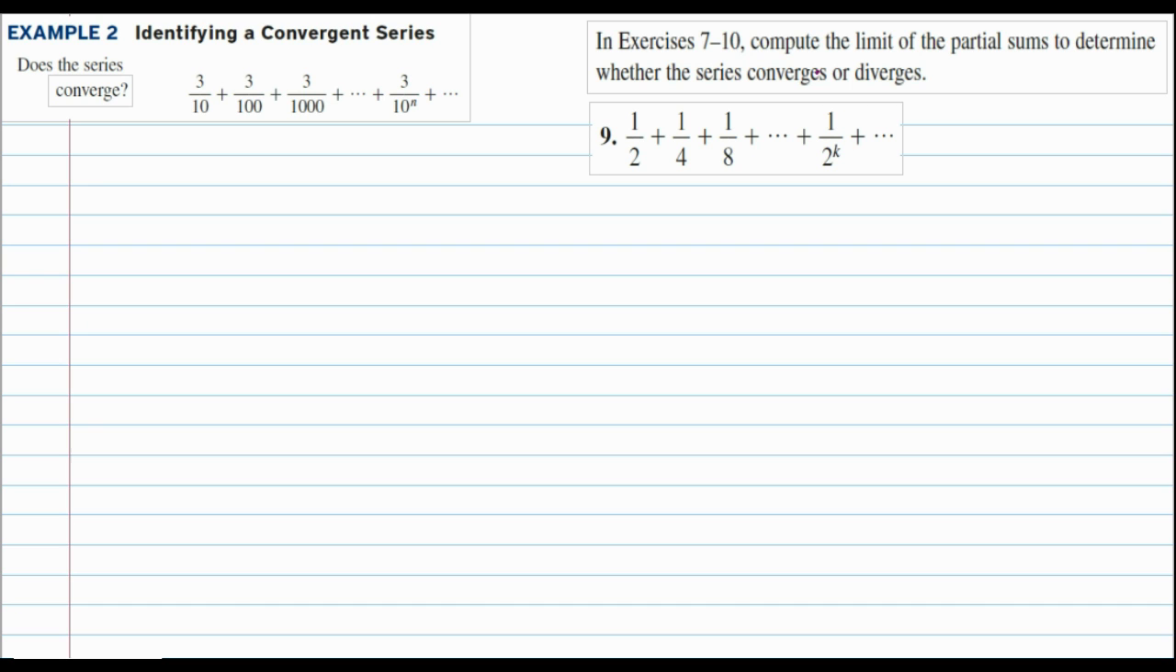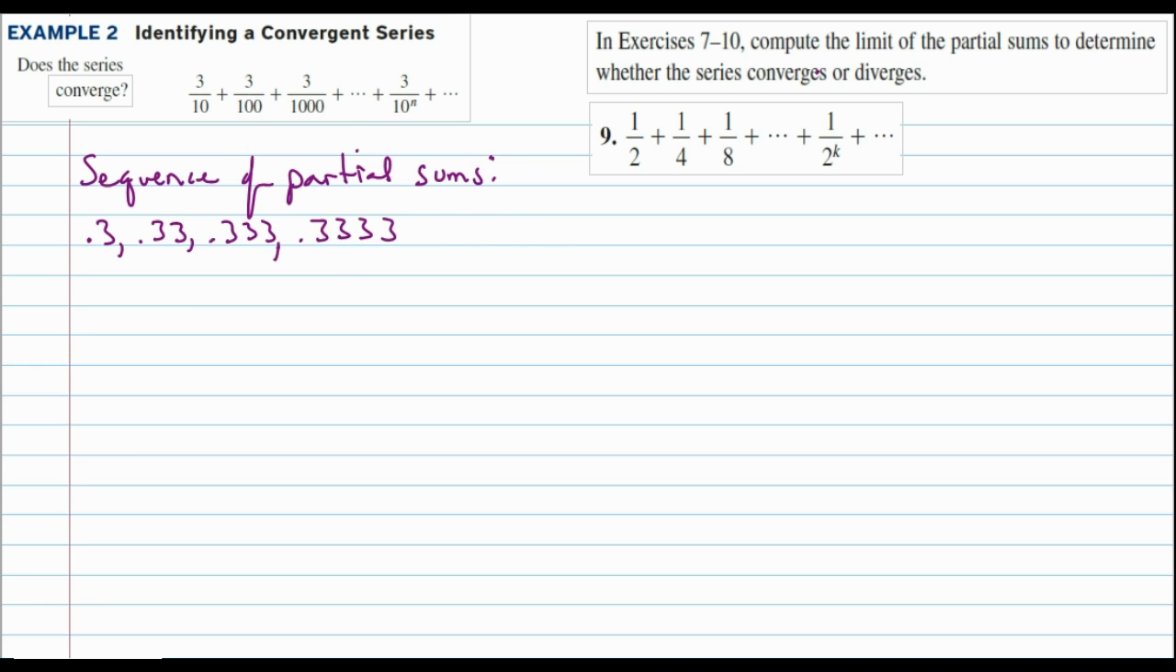Does this series converge? Well, we have 3/10 plus 3/100 plus 3/1000, etc. So let's look at the sequence of partial sums. The first would be just 0.3, 3/10. Then we're going to add 3/100, so now we have 0.33. Then we're going to add 3/1000, so that's 0.333. And you get the idea.